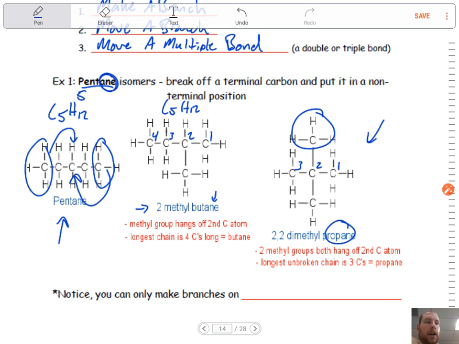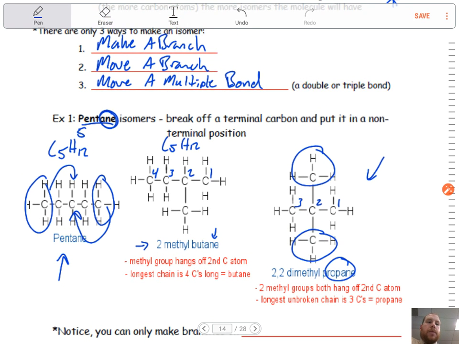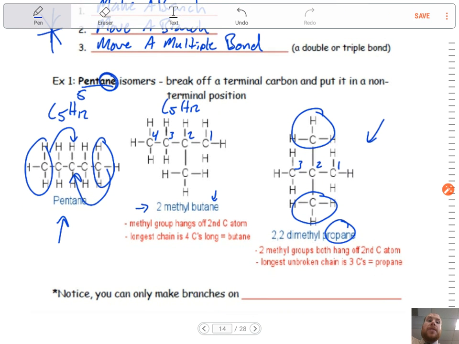So I've got 1 carbon hanging off of this guy, and I've got 1 carbon on the other side of this guy. So that's where I get the 2,2, because they're both on carbon 2, dimethyl propane. Okay, so we not only made 1 branch, we made 2. So you could do any of these 3 possibilities. You can kind of get creative. The biggest thing, guys, is you just got to make sure that it's different than something you've already drawn.